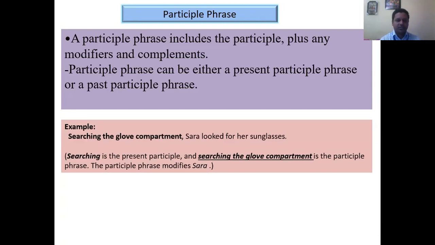Let's see the example. Searching the glove compartment, Sarah looked for her sunglasses. Here, searching the glove compartment is a participle phrase. Searching is a present participle plus you can see other words. So searching the glove compartment is a present participle phrase. It is modifying the noun Sarah. The participle phrase modifies Sarah, the noun.